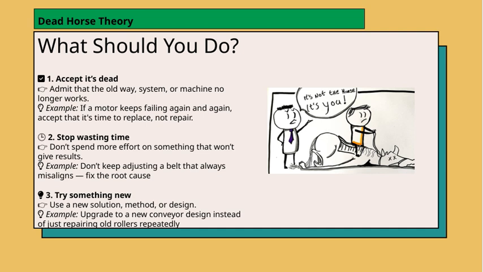Finally, try something new. When the old methods or systems aren't working, it's essential to explore new solutions, methods, or designs. Sometimes, upgrading to a newer, more efficient conveyor system instead of just repairing the old rollers repeatedly can save a lot of trouble down the road. Innovation is often the key to overcoming persistent issues and improving overall performance. So remember, recognizing when something is dead, stopping futile efforts, and trying new approaches are crucial steps to avoid wasting resources and to keep your operations moving forward.